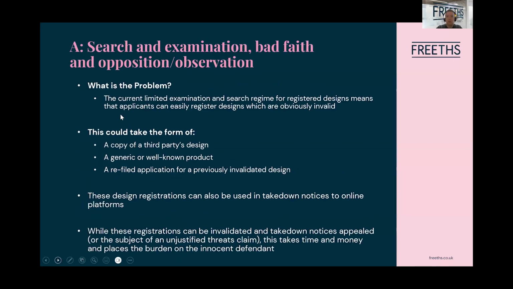So the first thing that I'm going to cover is Section A, the proposals for searches, examination, bad faith, and potential opposition or observation for registered designs. To take a step back, registered designs and designs in general are intended to protect the visual appearance of products or part of products. And there's slightly different scopes for different types of design rights, which is a topic we'll come on to. But broadly speaking, Section A seeks to tackle the problem of a proliferation of registered designs that are obviously invalid.